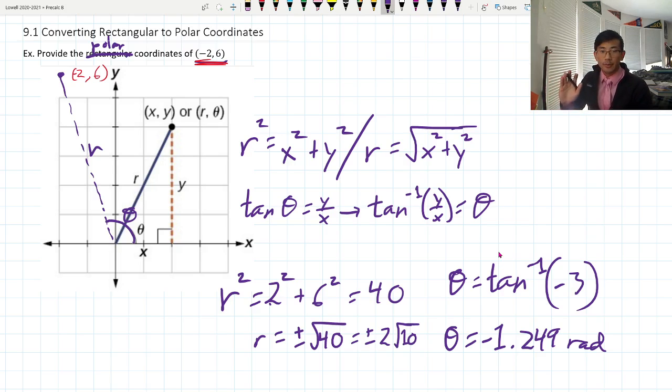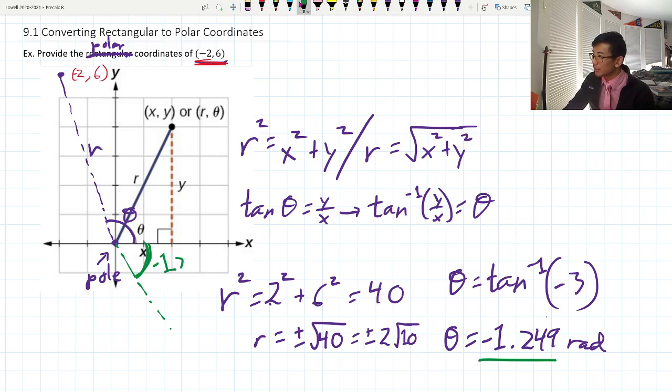Okay, so my angle is -1.2 radians, and my radius, or my distance from the origin, or the pole, by the way, the origin is called the pole when we're talking about polar coordinates. Let's see where we are. So this angle is going to be negative, so if that's the case, then what we actually did is we found our angle to be this guy right here, and I'll draw it in green. We actually found this angle right here. So this is -1.249 radians. Okay, what does that mean?